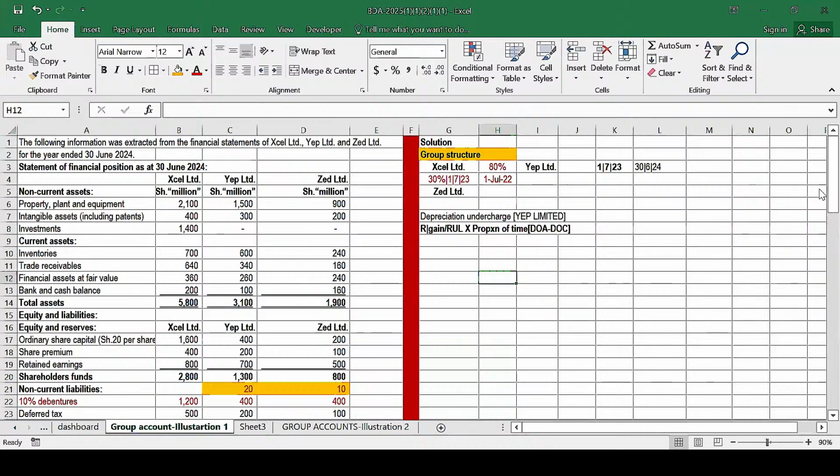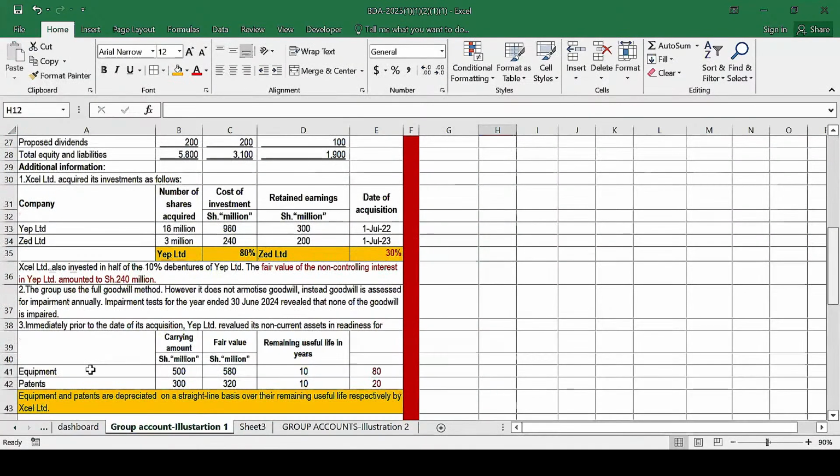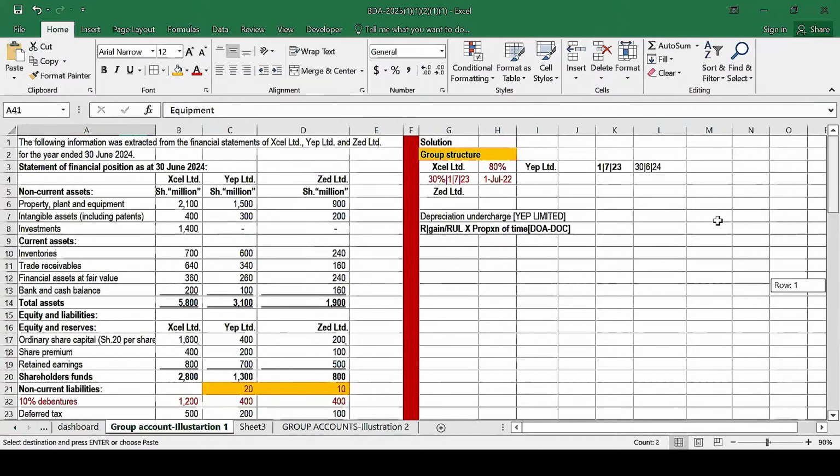Now, we will compute the depreciation overcharge for the two assets which were revalued, and that is equipment and patent. Let me just copy this, and then I paste that here. So the depreciation overcharge for equipment, and even before we do that, it's important for us maybe to determine the proportion of time, the number of years we have from the date this company was acquired.